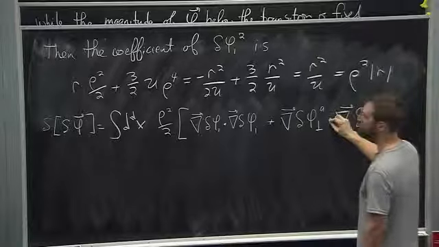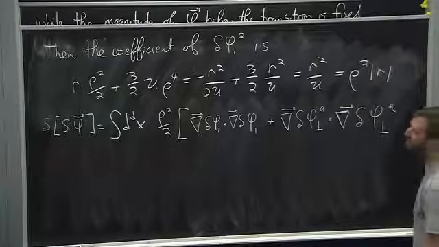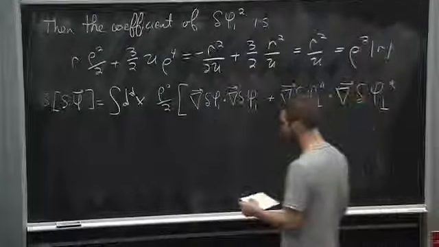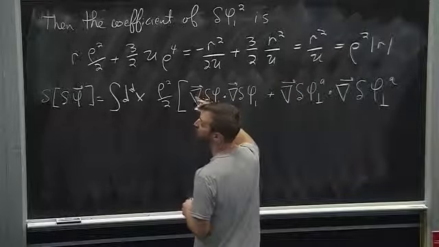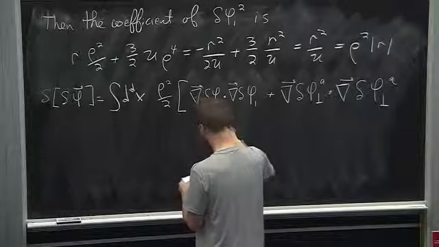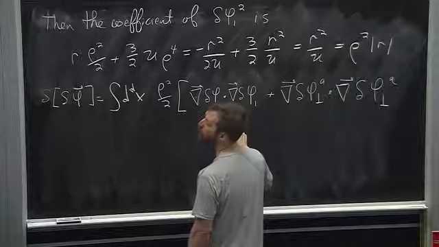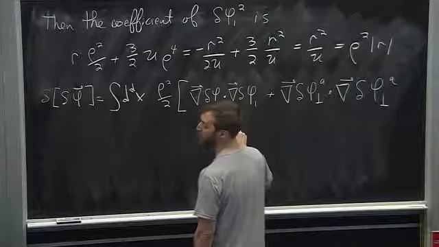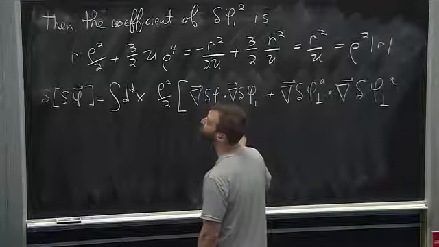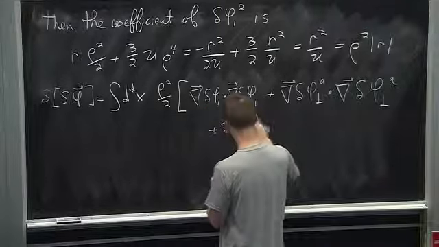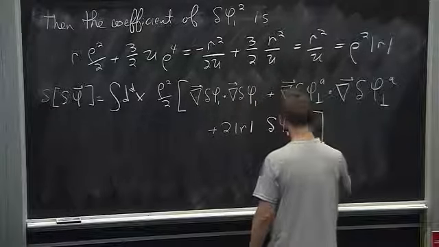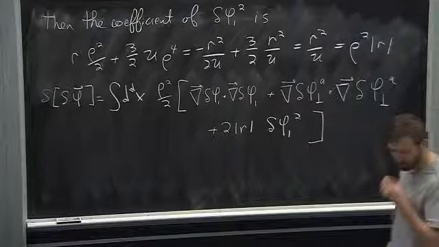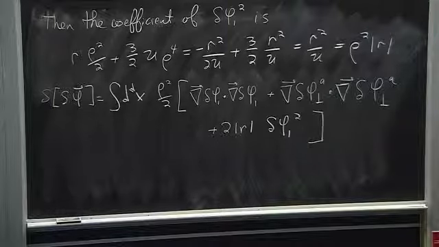Okay. And what is it? Rho squared. I can write this like 2r phi 1 squared. Good.